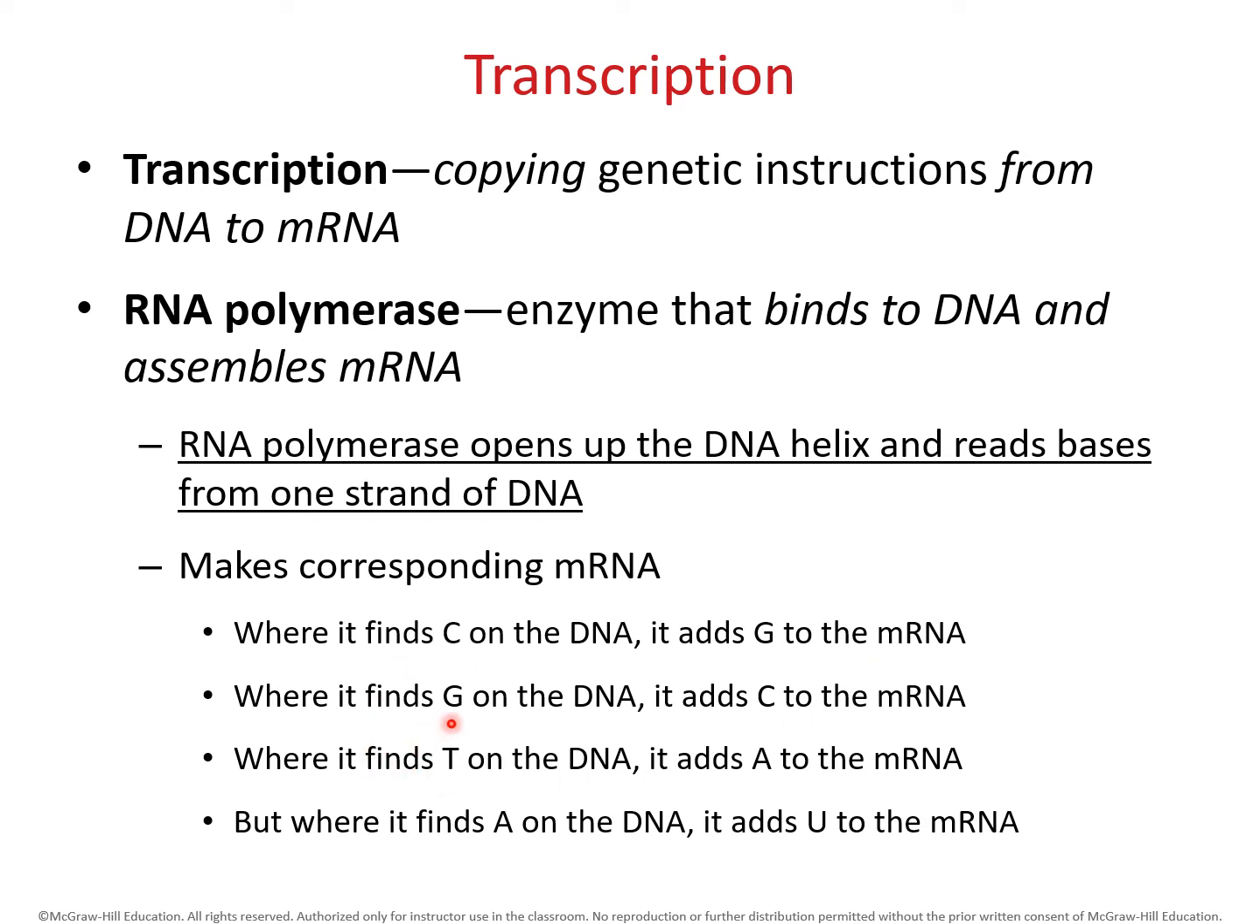Wherever RNA polymerase encounters a guanine on the DNA molecule, right near it, it's going to add a cytosine to the newly growing mRNA molecule right beside it. Remember, cytosine pairs with guanine, thymine pairs with adenine, and so on. Now, here comes into play this nitrogenous base known as uracil.